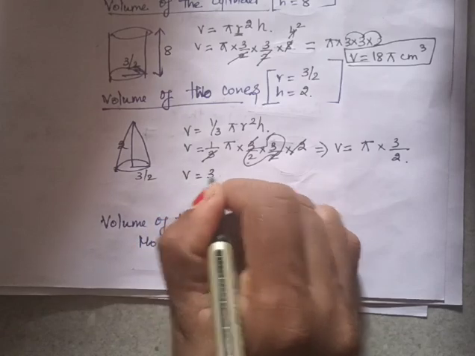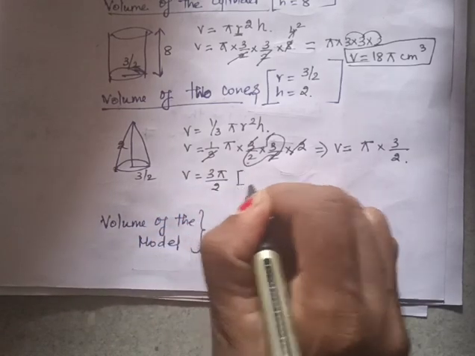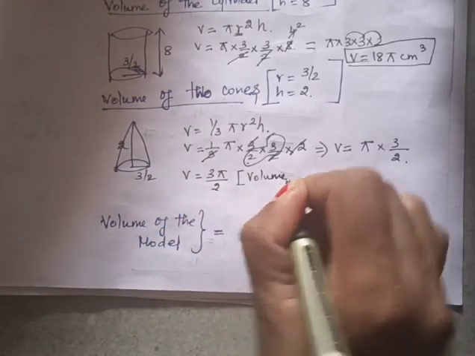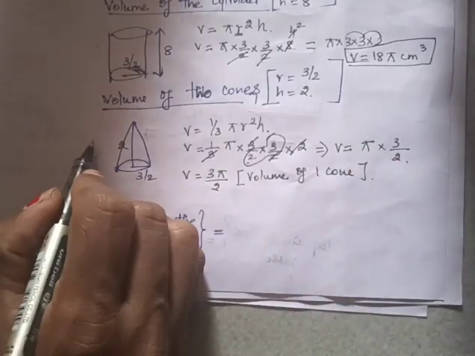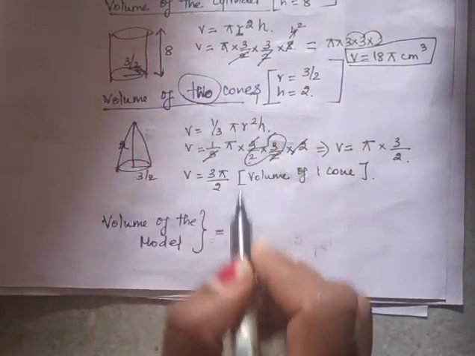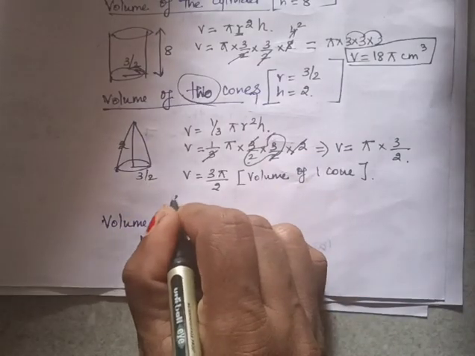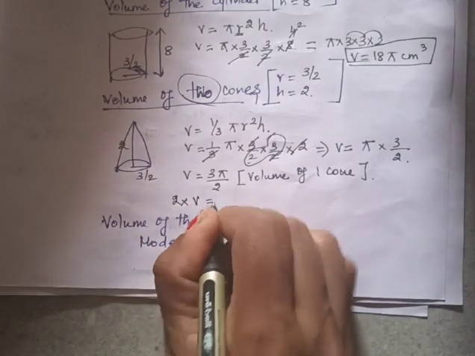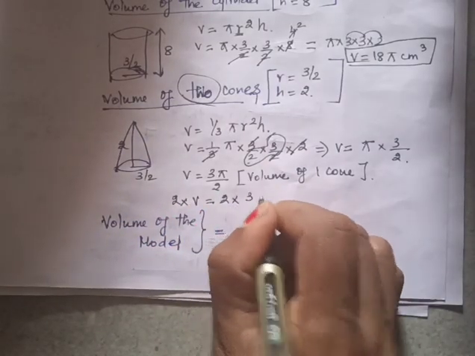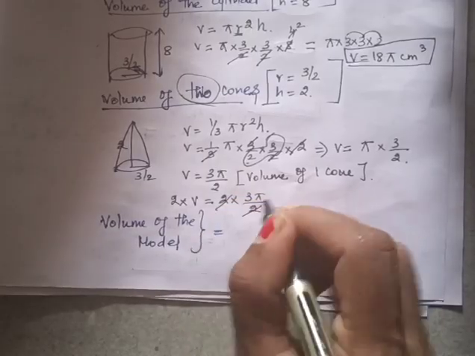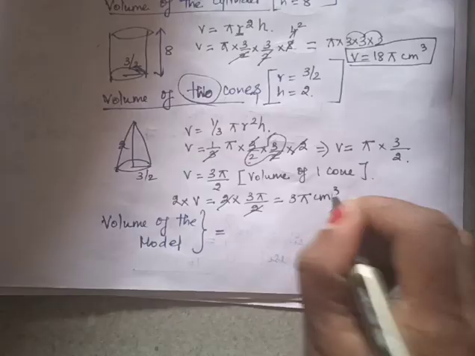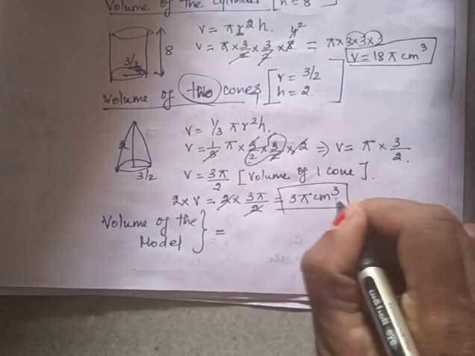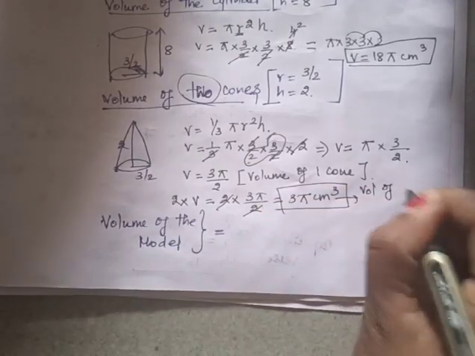V is equal to 3 pi divided by 2 is the volume of one cone. But we have to find the volume of two cones. 2 into the volume of one cone is equal to 2 into 3 pi divided by 2. The 2s cancel, remaining 3 pi centimeter cube is the volume of two cones.